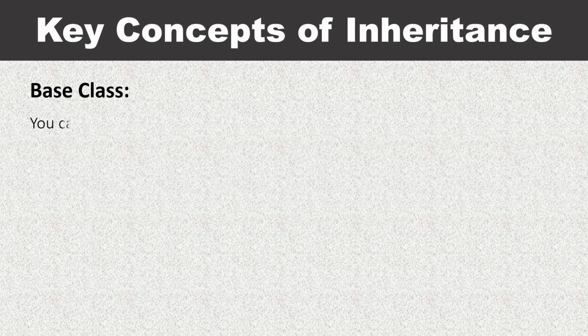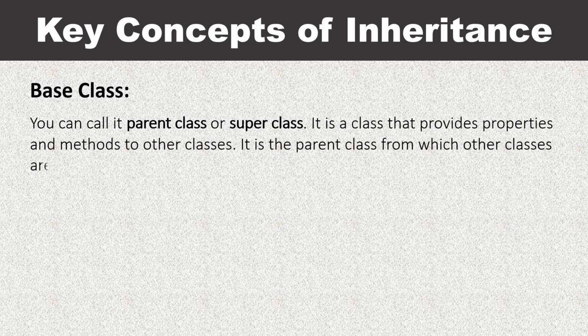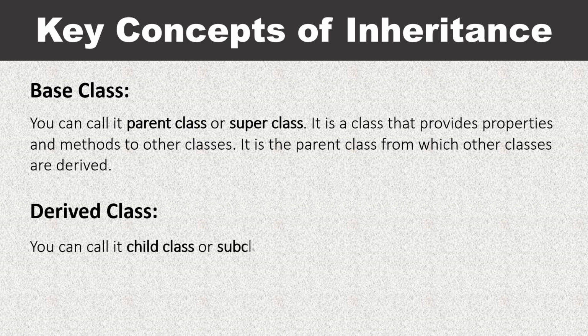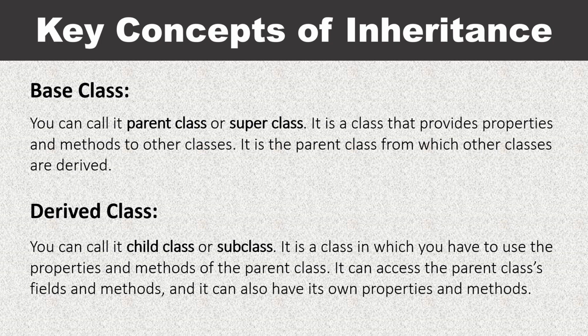Base class: you can call it parent class or superclass. It is a class that provides properties and methods to other classes. It is the parent class from which other classes are derived. Derived class: you can call it child class or subclass. It is a class that uses the properties and methods of the parent class. It can access the parent class's fields and methods, and it can also have its own properties and methods.